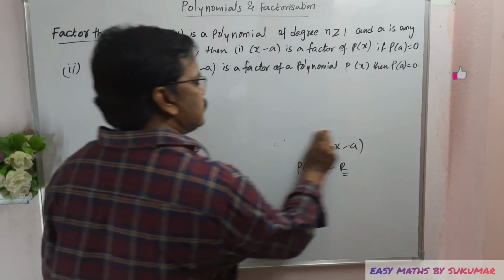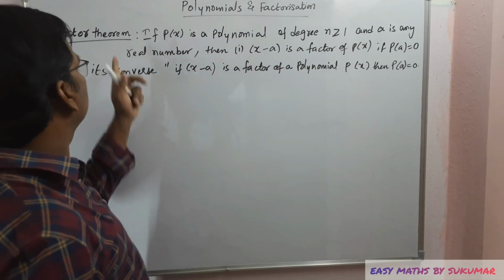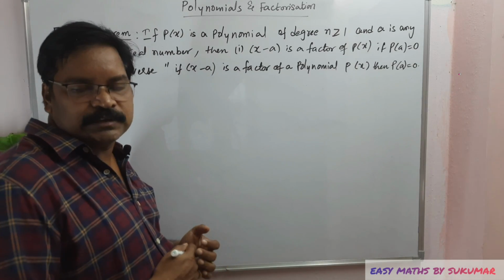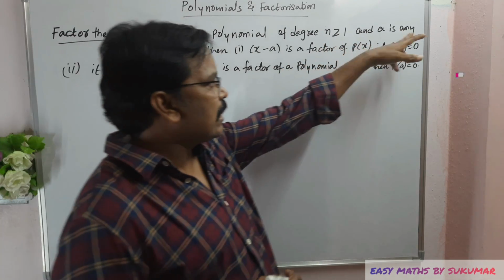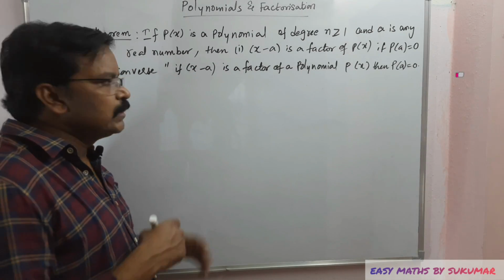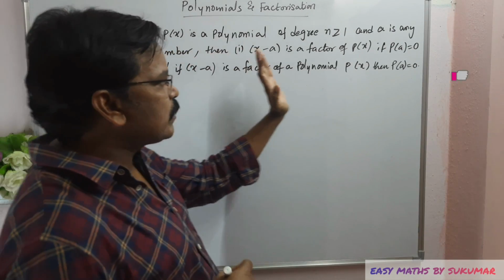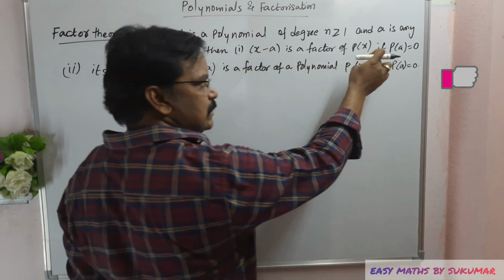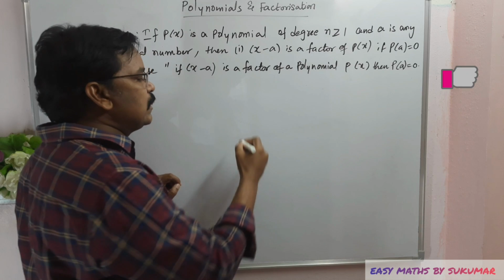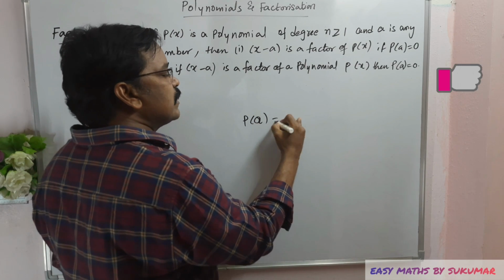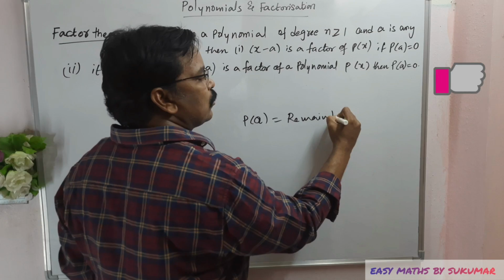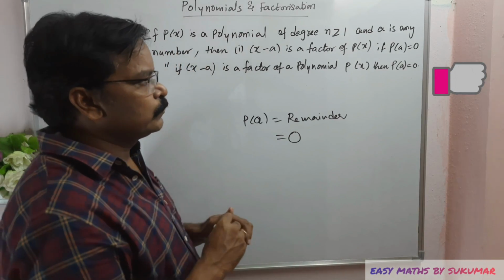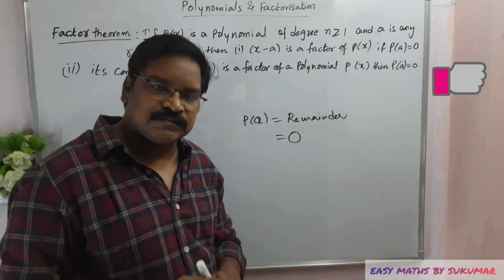But coming to this theorem, the factor theorem: if p of x is a polynomial of degree n greater than or equal to 1, that means n is a positive integer, and a is any real number, then x minus a is a factor of p of x if p of a is equal to 0. As I told you, p of a is the remainder according to the remainder theorem. If this p of a is equal to 0, then what? This x minus a is a factor.